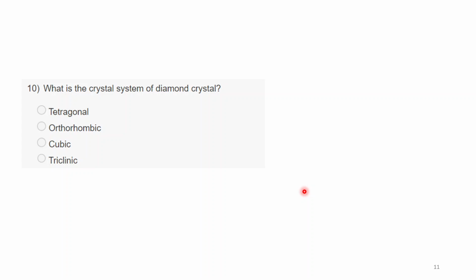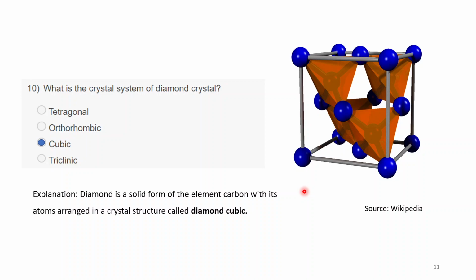Next is, what is the crystal system of diamond crystal? The options are tetragonal, orthorhombic, cubic and triclinic. Your answer will be cubic. This is the crystal structure of diamond. Diamond is the solid form of the element carbon with its atomic arrangement and crystal structure called diamond cubic. So this will be a cubic form having atoms at face centers and corners along with tetrahedral voids.